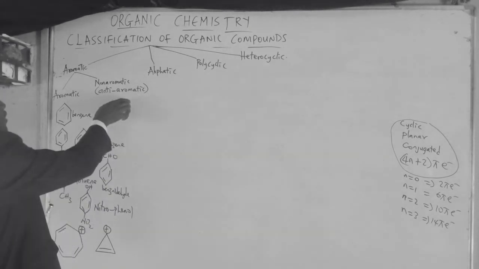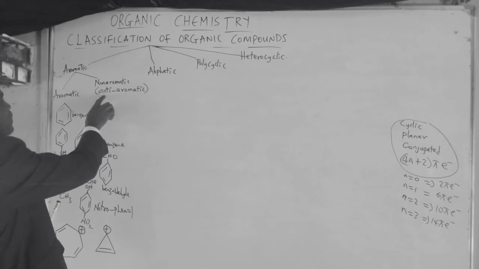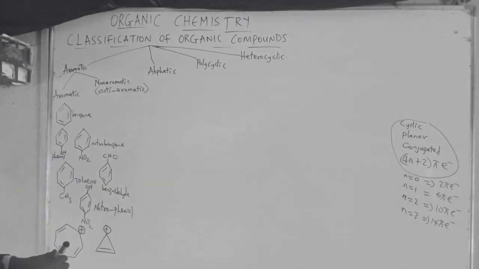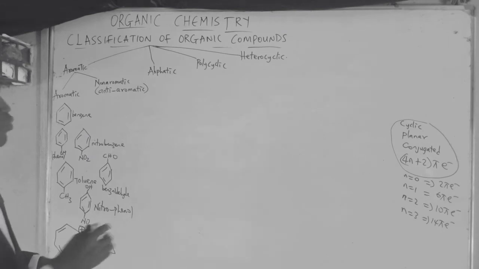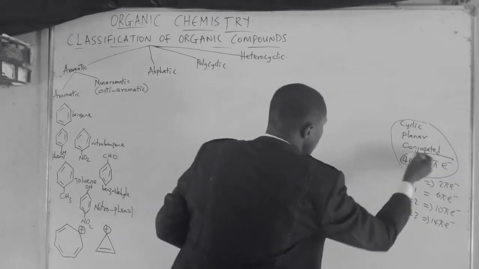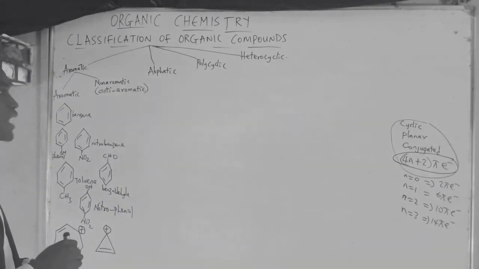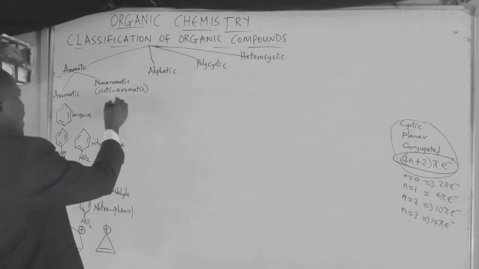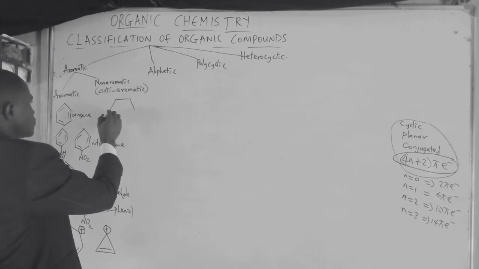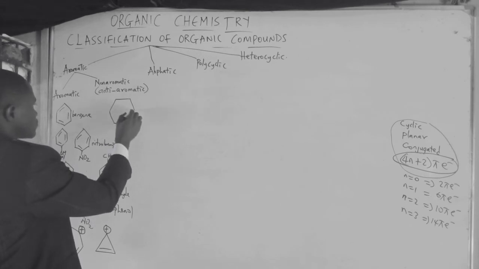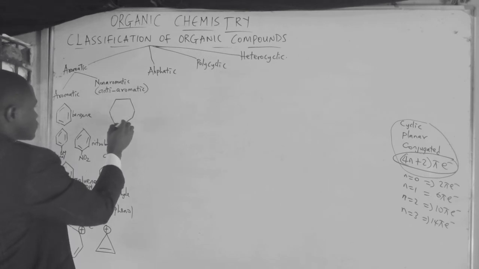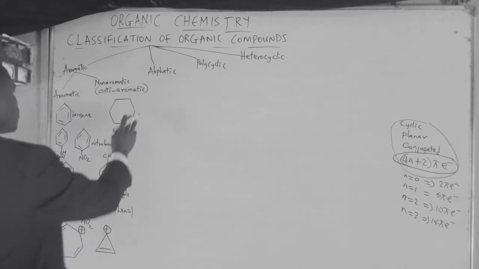This non-aromatic, we said it has a special aspect of it called anti-aromatic. When do we say that a compound is anti-aromatic? When a compound failed the rule number 4, which is Huckel's rule, it is said to be anti-aromatic. Take for instance, we have this structure.